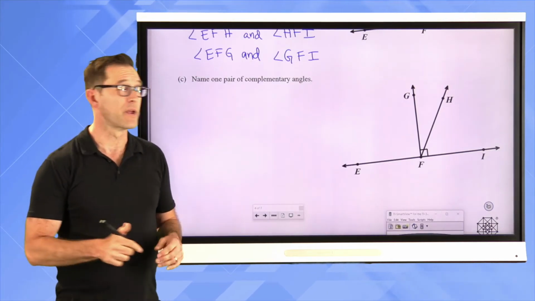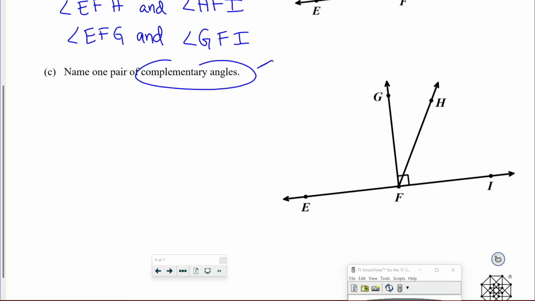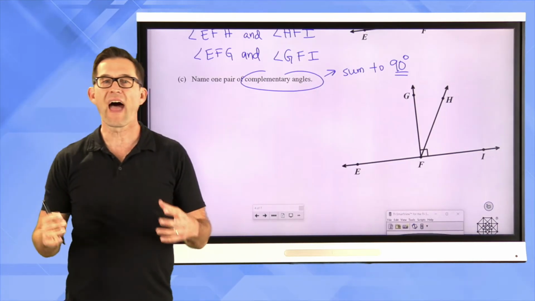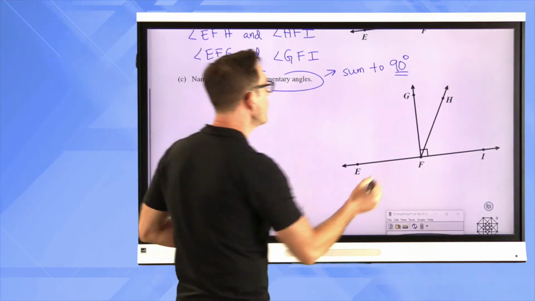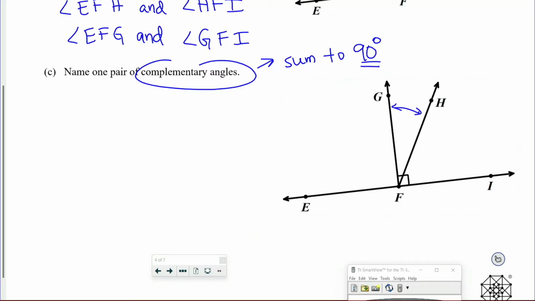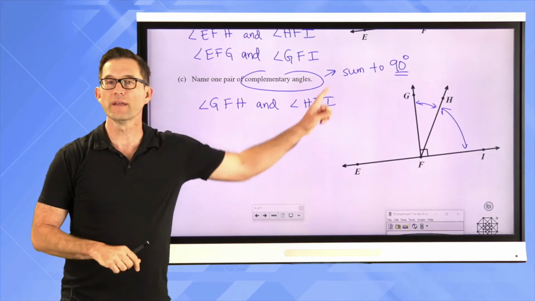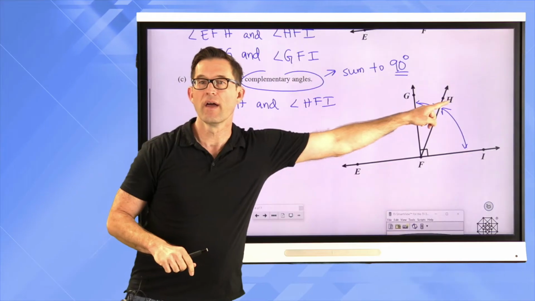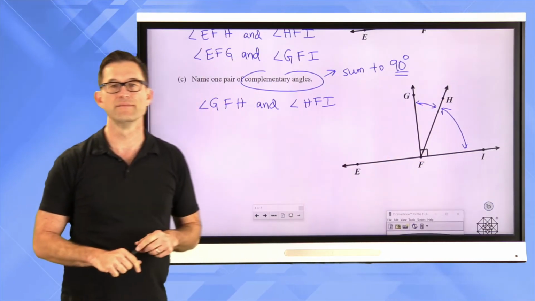All right. Complementary angles sum to 90 degrees. They add up to be a right angle. And there's only one pair of two angles that do that here. Those are these two angles, angle GFH and angle HFI. GFH, this guy, that nice little acute angle, and HFI, another acute angle.